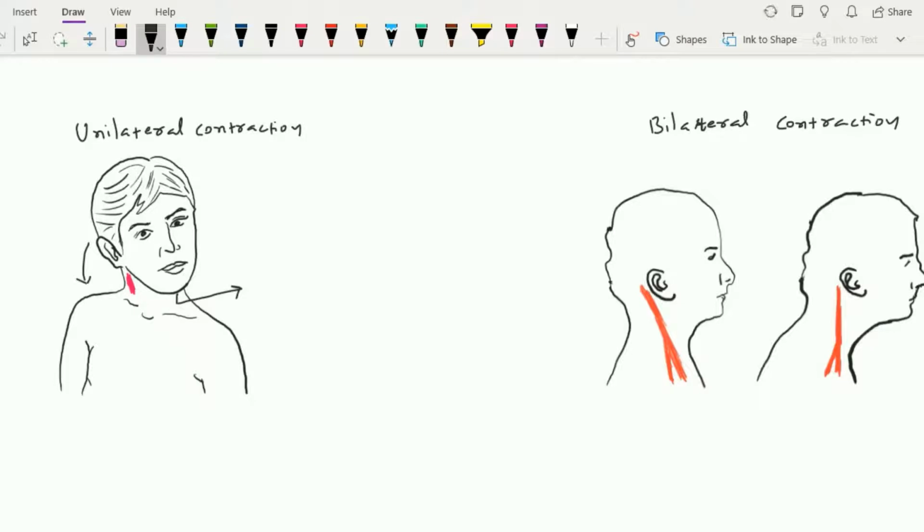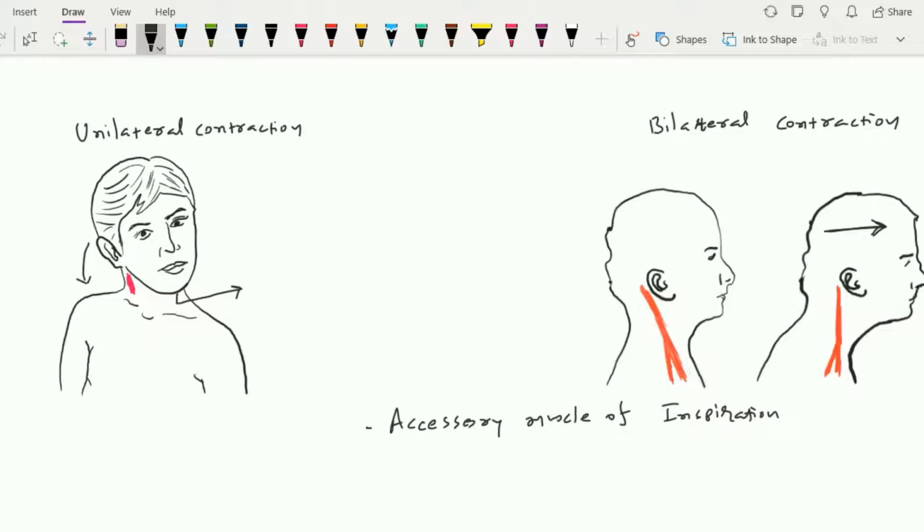When bilateral contraction of this muscle occurs, it is responsible for protraction of the head, and this brings the head forward, and this movement is very important in day-to-day life activity. When this sternocleidomastoid muscle acts from above, it is responsible for elevation of the thorax, and that's why this muscle is an accessory muscle of inspiration. So all these are the actions of the sternocleidomastoid muscle.